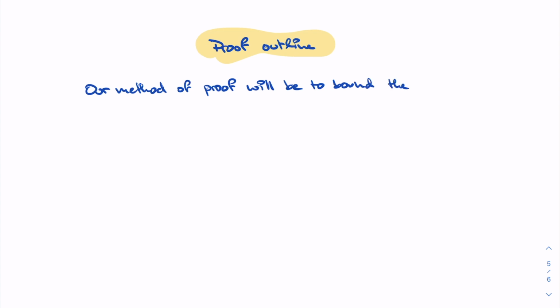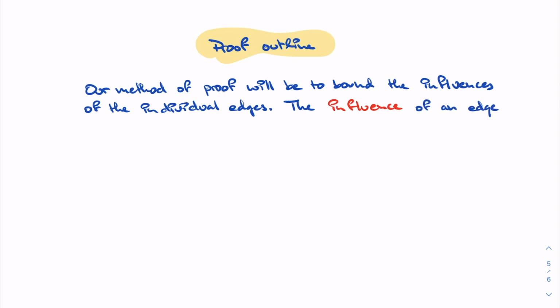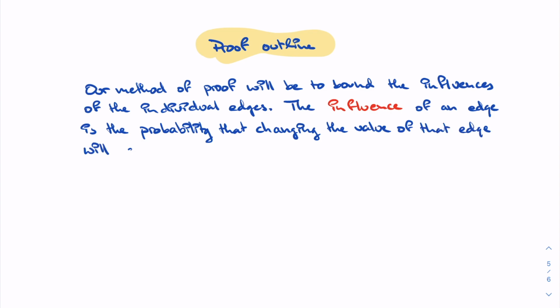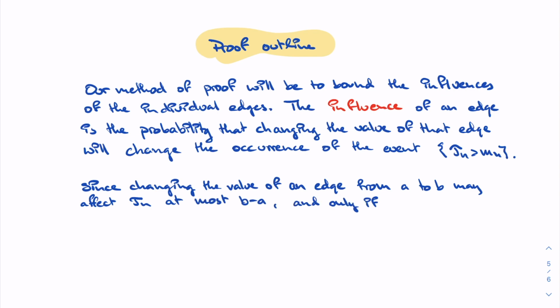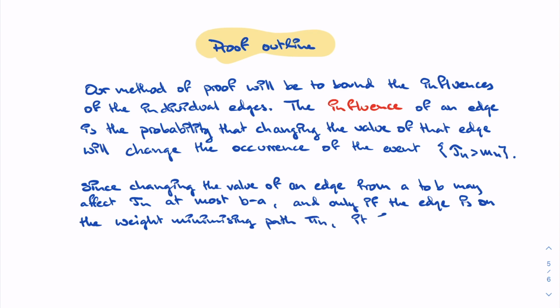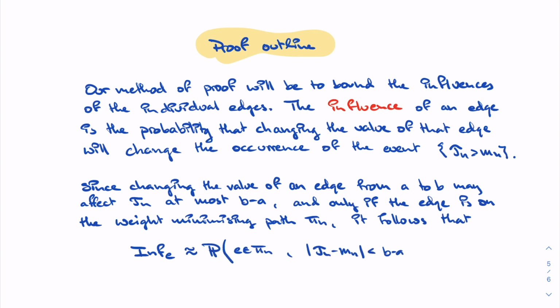Our method of proof will be to bound the influences of the individual edges. The influence of an edge is the probability that changing the value of that edge will change the outcome of the event that tau n is above its median. Since changing the value of an edge from A to B may affect tau n by at most B minus A, and only if the edge is on the weight minimizing path pi, it follows that the influence is roughly the probability that the edge is on the geodesic pi, and the difference of tau n and the median is no more than B minus A.